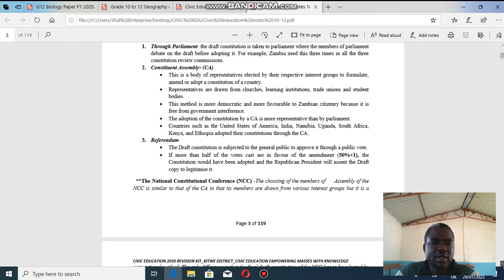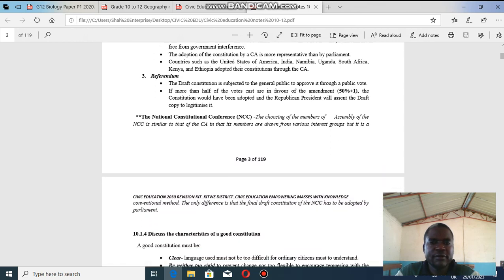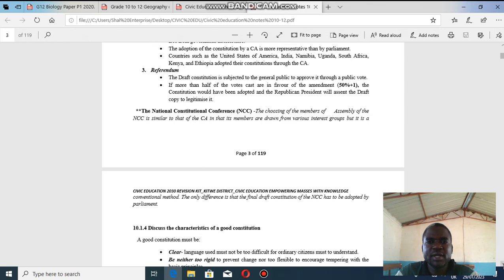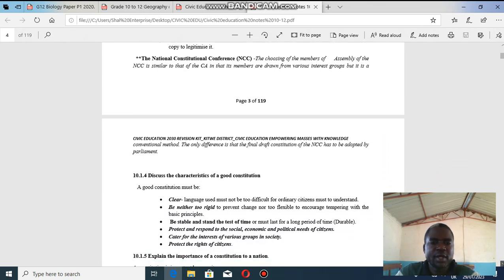Then we have the National Constitutional Conference, NCC. Sometimes they bring letters. What do the letters CA and NCC stand for? So take note of this abbreviation too. The choosing of members of the assembly of the NCC is similar to that of the CA, in that its members are drawn from various interest groups, parties. It is a conventional method. The only difference is that the final draft constitution of the NCC has to be adopted by Parliament. So it has to be adopted by Parliament.